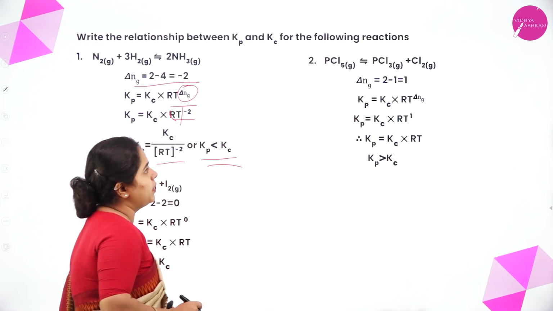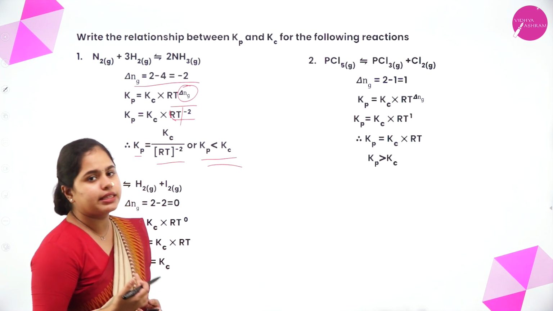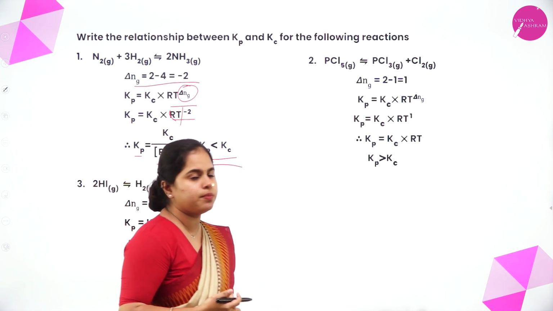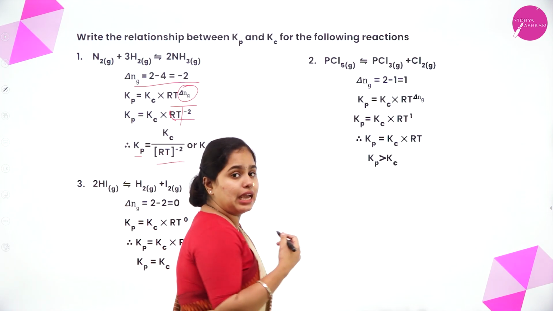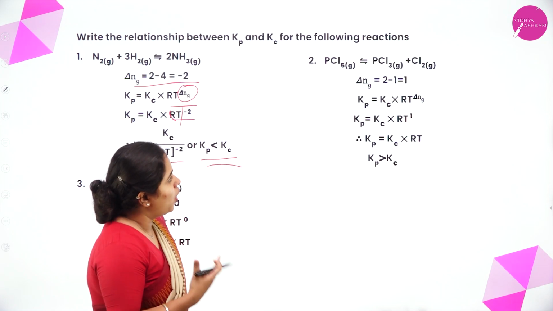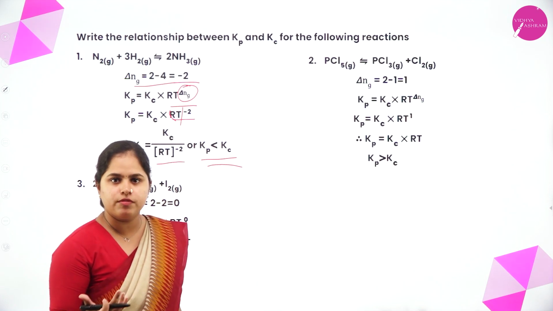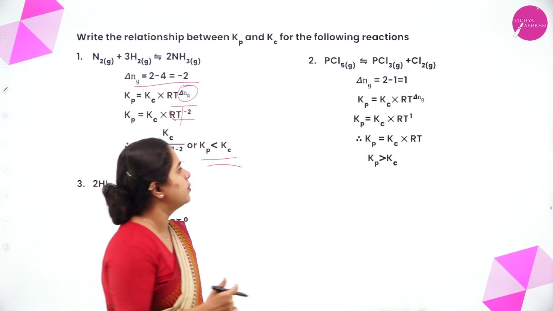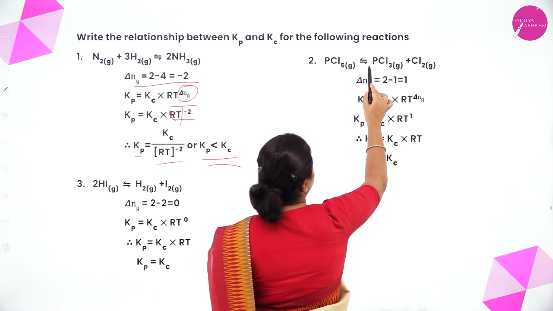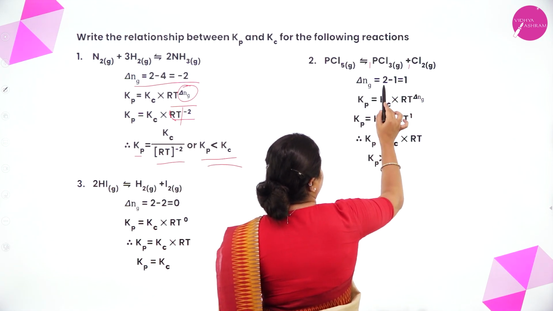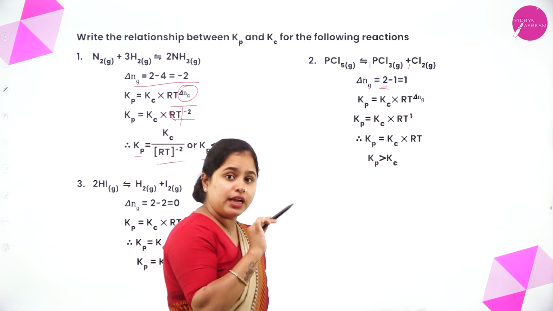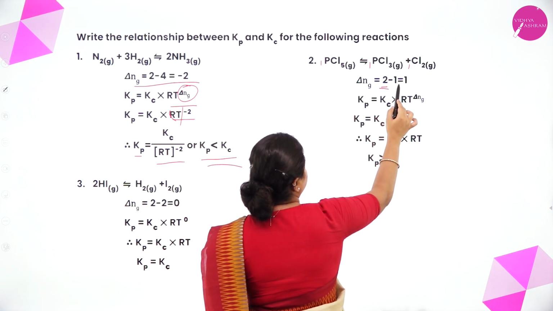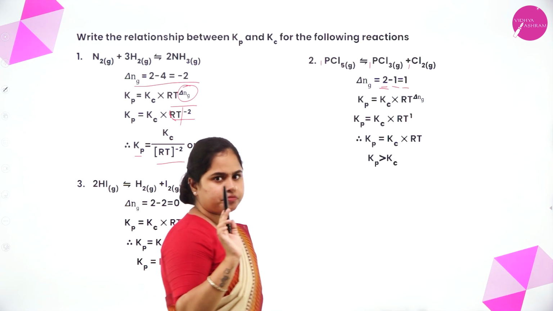Now let's take the example. PCl5 giving PCl3 and Cl2, which is a reversible reaction. So again let's calculate delta Ng, right? So all of them are in gaseous phase. So all of them we are supposed to consider, right? So the number of moles of products will be here 1 and here 1. So that is 2. Now number of moles of reactants, it is just 1, right? So 2 minus 1 will be equal to 1.